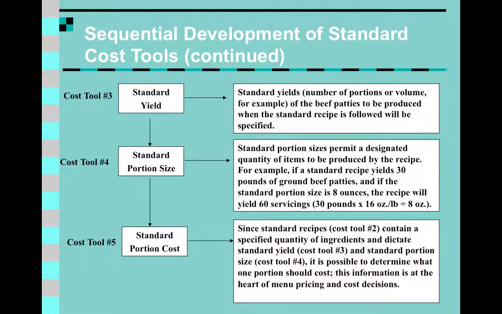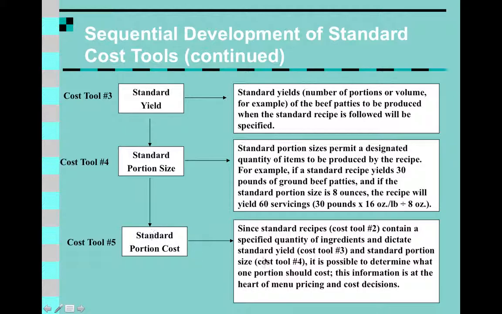If you look down there in the example, if a standard recipe yields 30 pounds of ground beef patties, and if the standard portion size is 8 ounces, then we know the recipe will yield 60 servings, and hopefully that would be spelled correctly. We get this by 30 pounds times 16 ounces in a pound divided by 8-ounce servings. So you'll need to be a little bit familiar with your measurements here to make this work.